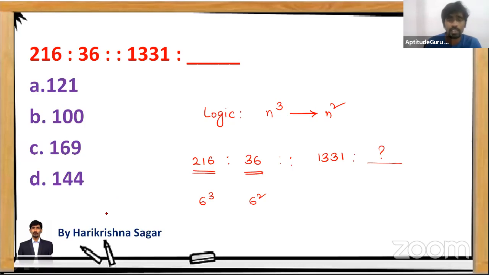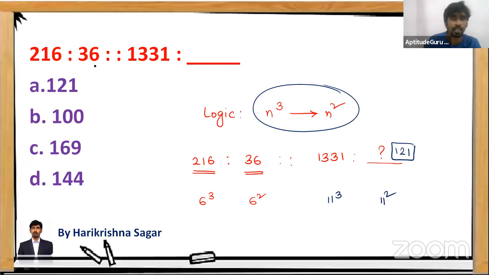So what is the answer choice for the question? You can just observe the logic here is n cube becomes n square. So 1331 is going to be 11 cube. 11 cube becomes 11 square. 11 square is nothing but 121, which is available as option A. You can mark it as answer choice.